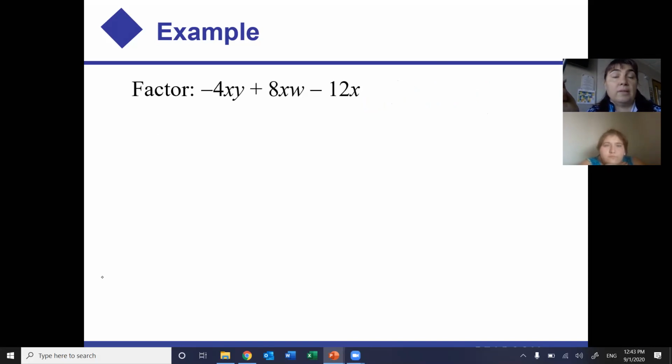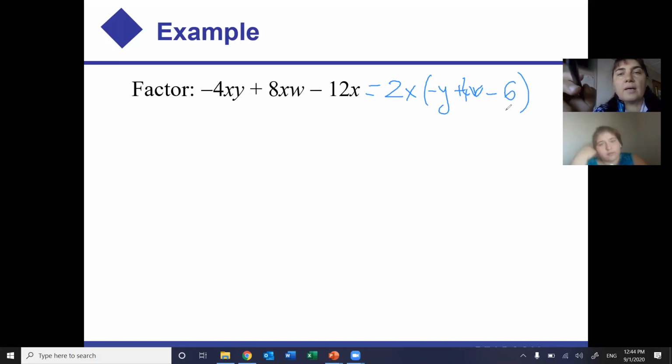Another one. Okay, Carissa. Go. 2. Okay, so we can do it with 2. Okay, let's do it this way. 2x. Okay, then what's left in the parentheses? Plus 4w. We need a 4. 2 times 4 is 8. 4w minus 6 times 2 is 12. 6, that's correct. Okay, this is one way.